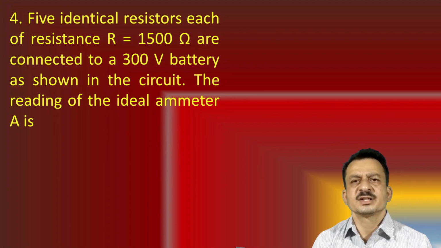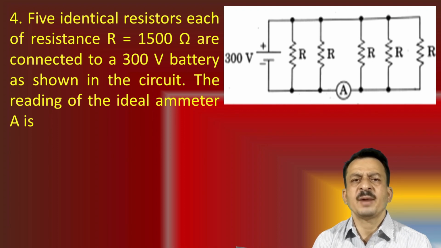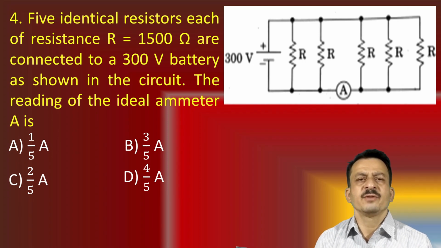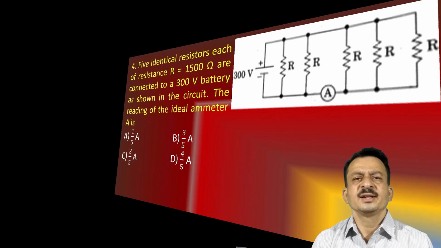5 identical resistors, each of resistance R equal to 1500 ohm, are connected to a 300 volt battery as shown in the circuit. The reading of the ideal ammeter A is, now look at the diagram. They have given 5 resistors connected in parallel across a 300 volt battery, and an ammeter is connected. What is the reading shown by the ammeter? Options are A 1 by 5 amps, B 3 by 5 amps, C 2 by 5 amps, and D 4 by 5 amps. Now let me draw that diagram.